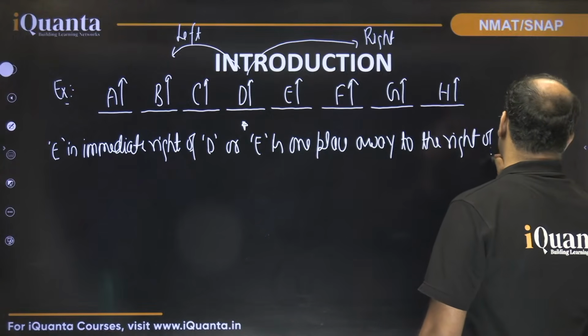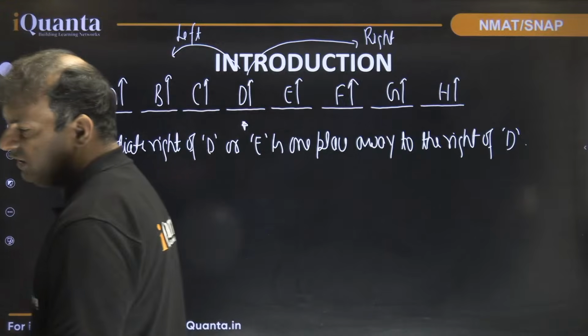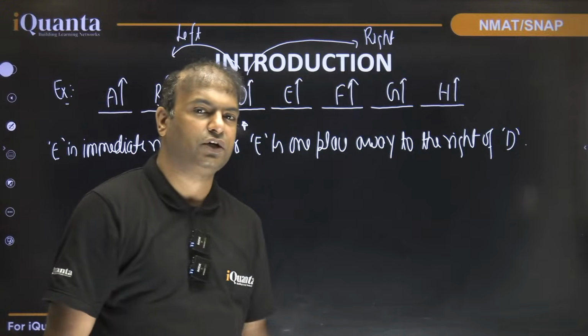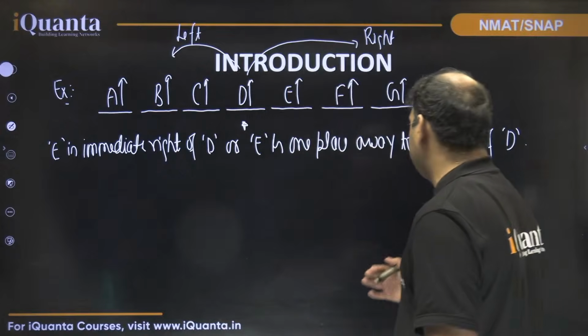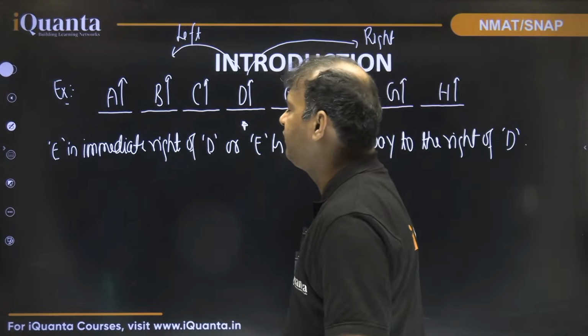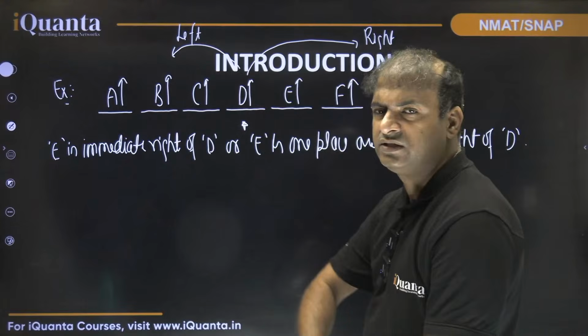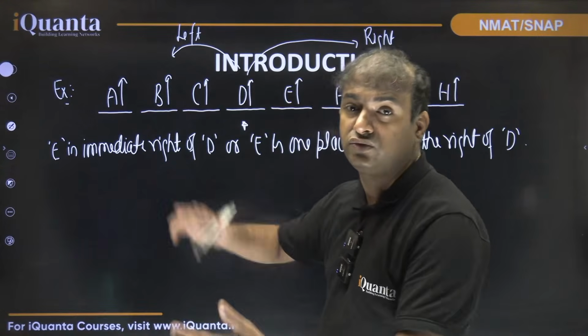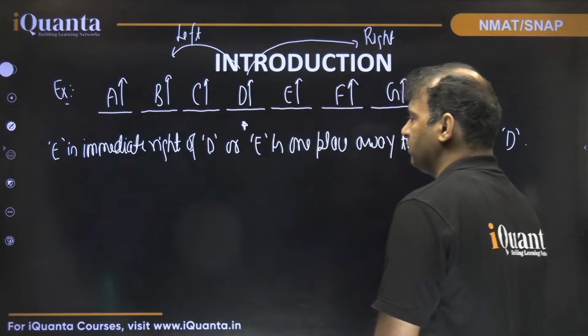These are a few important points which one should know before moving to the questions, right? We can say that E is immediate right of D, or we can also say that E is one place away to the right of D. Both are the right terminologies. In fact, they can write a few more things. They can also say that E is the neighbor of D, E is immediate neighbor of D, E is sitting next to the right of D. These can also be the terminologies, but these are the most important ones.